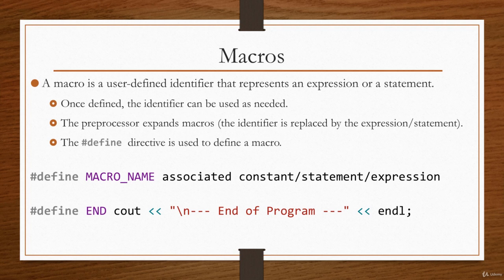You can use it many times in your file, as needed. The preprocessor is what expands the macros. The identifier is basically replaced by the expression or the statement, and we use the define directive to define a macro. You will use that define directive followed by the macro name, followed by the associated constant, statement, or expression. The final line on the slide shows you an example of a macro called end, and in this example it's a statement, a console output, and it's going to print out end of program.